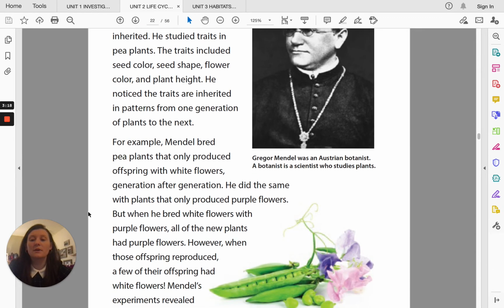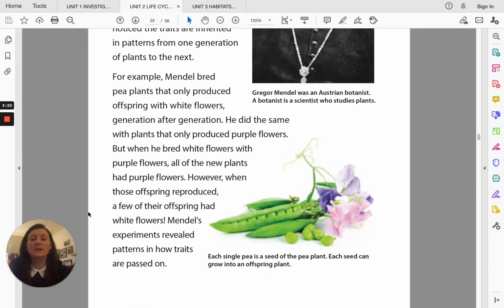For example, Mendel bred pea plants that only produced offspring with white flowers, generation after generation. He did the same with plants that only produced purple flowers. But when he bred white flowers with purple flowers, all of the new plants had purple flowers. However, when those offspring reproduced, a few of their offspring had white flowers. Mendel's experiments revealed patterns in how traits are passed on.